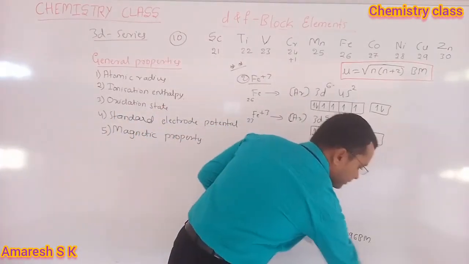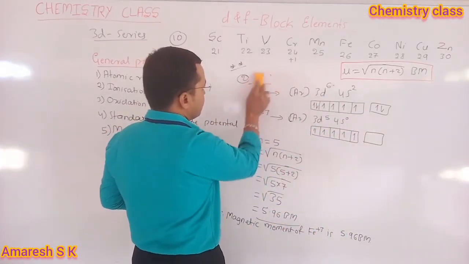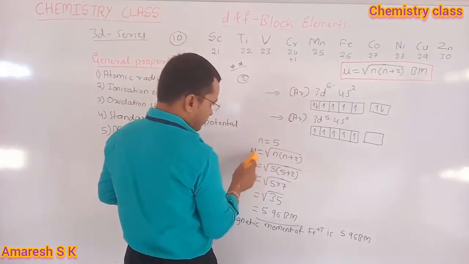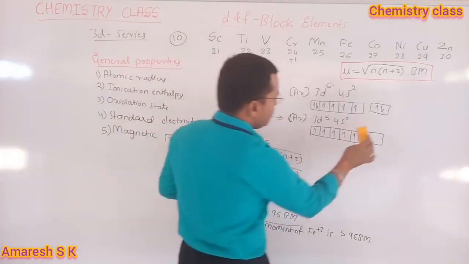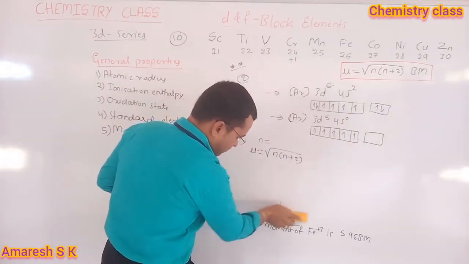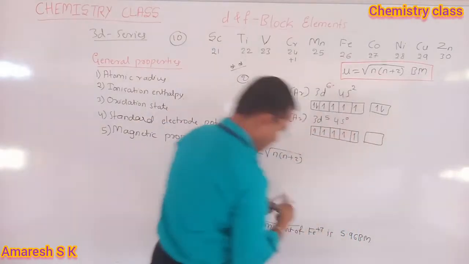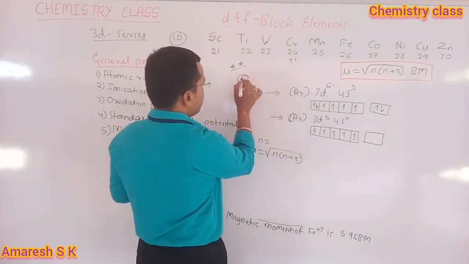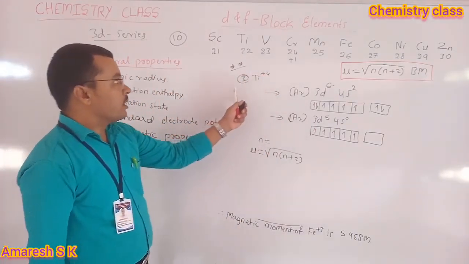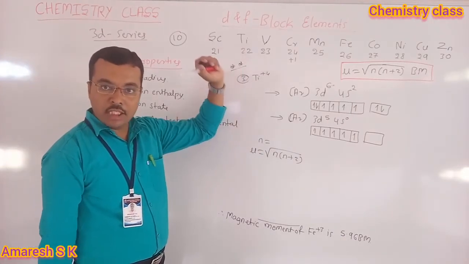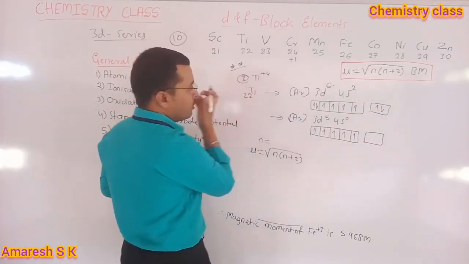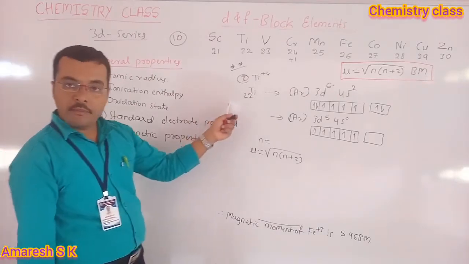Next, third example. Take Ti plus 4. They ask for Ti plus 4. Already we know the ground state atomic number of titanium is 22. Ti 22 is the electronic configuration for titanium.